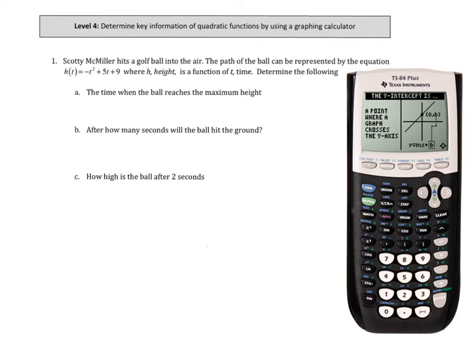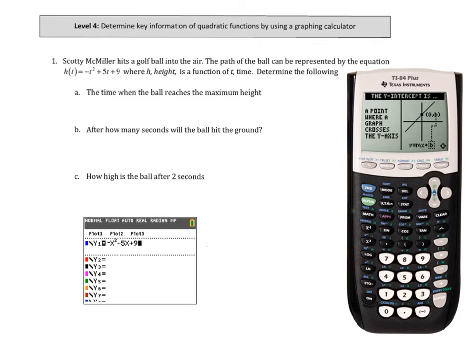In level 4, we're going to use the graphing calculator to find some information about a parabola. So the first thing you're going to do is press the y equals button. If you see my little hand, it's on the bottom left, right under the screen. So go ahead and press y equals, and you're going to enter the equation up above.